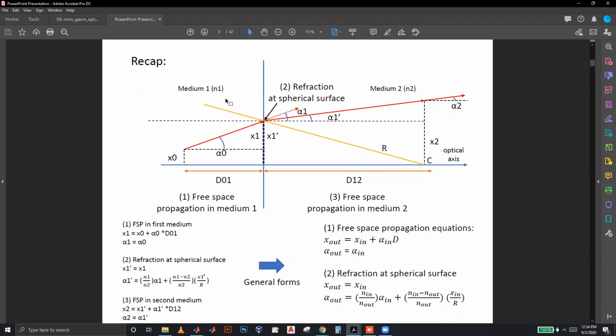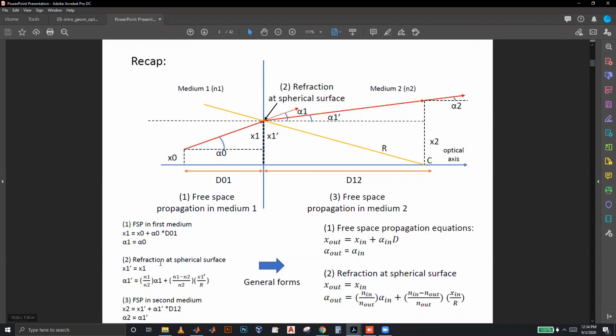Medium 1 is on the left hand side of this vertical line, medium 2 is on the right hand side, and finally the ray of light can be drawn like this with an angle alpha 2 and a height x2 with respect to the optical axis. The set of equations that relate x2 and alpha 2 with x naught and alpha naught, which were the input parameters, are given over here.